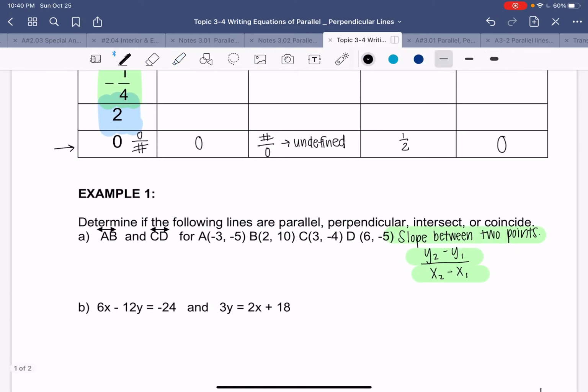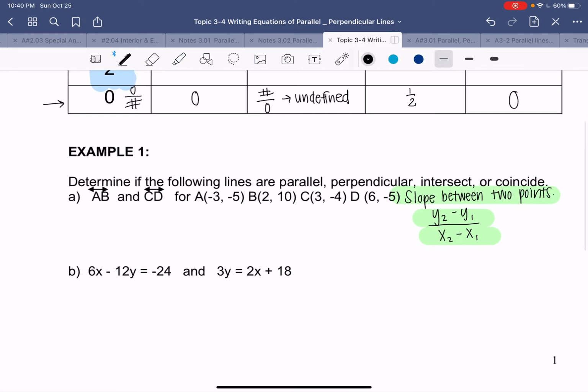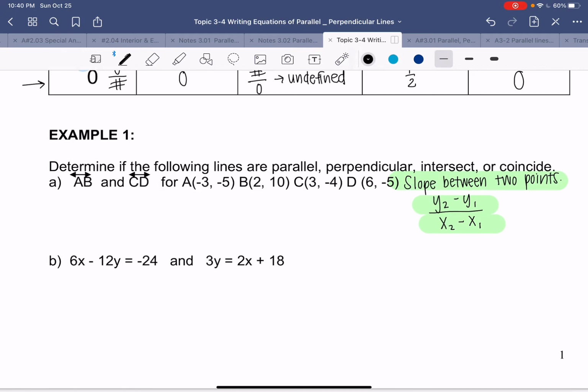All right, so let's get into these. So we're going to determine if the following lines are parallel, perpendicular, intersect, or coincide. So remember, parallel is same. Perpendicular is flip it, change it. And then intersect is just different. That slope is different. Okay, sorry, I had to reference that TikTok. Okay, and then coinciding is same.